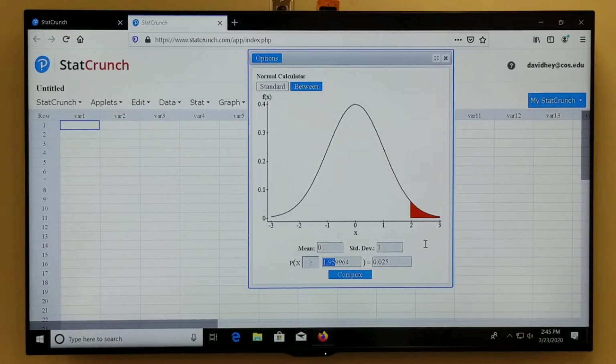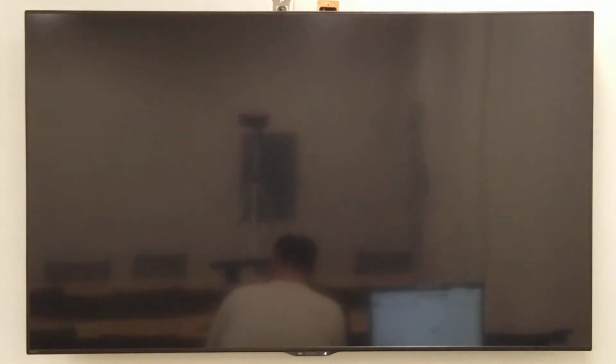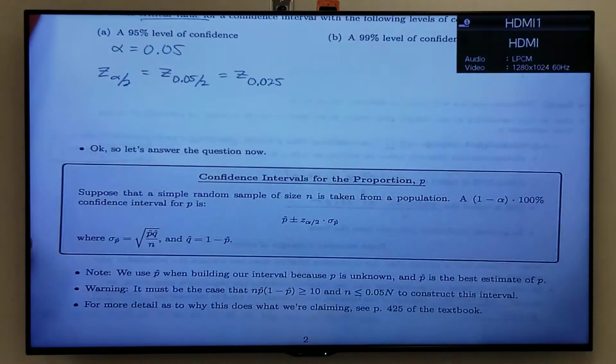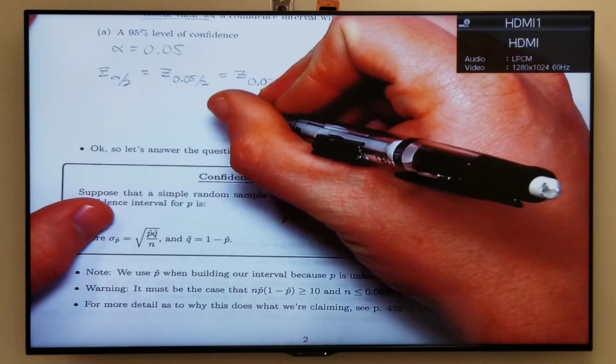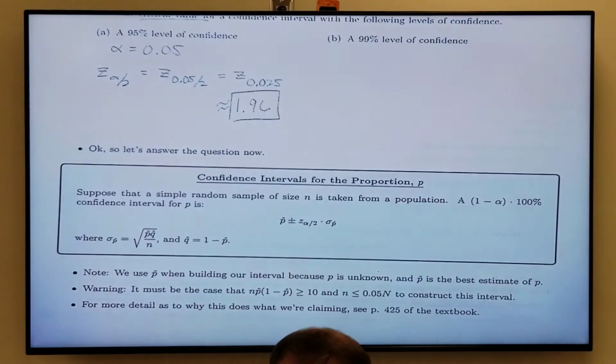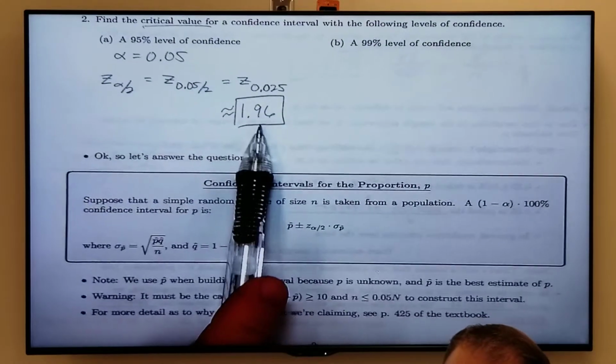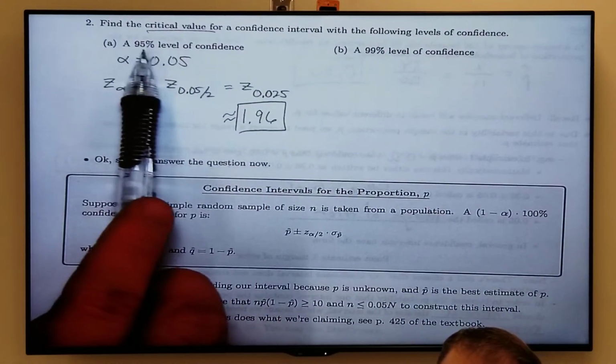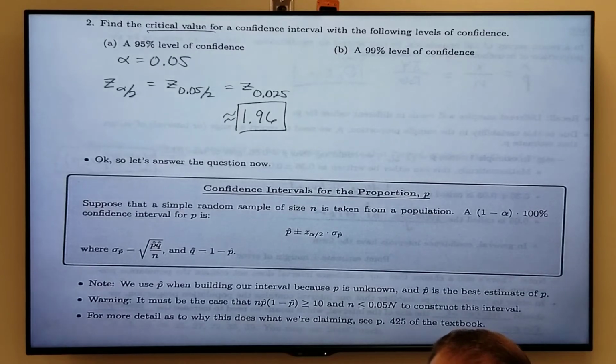So there it is. We usually round critical values to 2 decimal places. So we would say this one is about 1.96. That's the critical value for a 95% level of confidence.